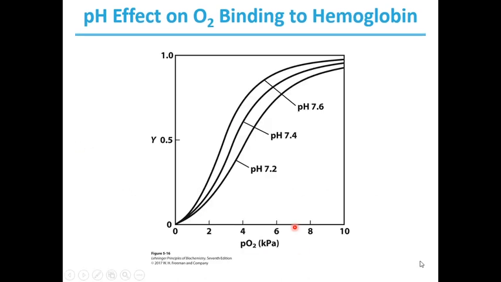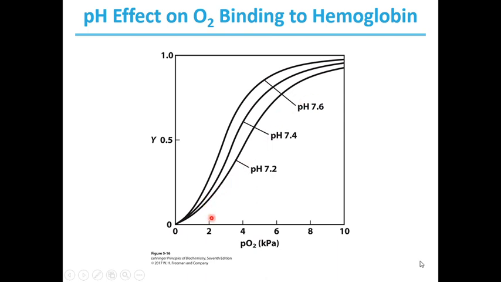This can also be explained by this plot, right? As you can see, if you plot Y, which is the fraction of bound ligand, versus PO2, you can see that an increase or decrease in pH decreases the affinity. This is pH 7.6, and this curve, as you can see, shifts towards the right, which means the KD increases, right?